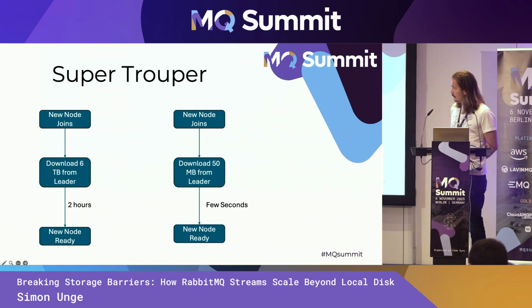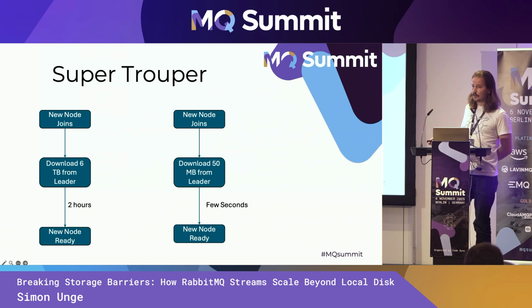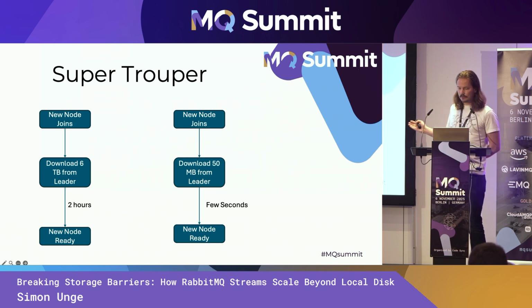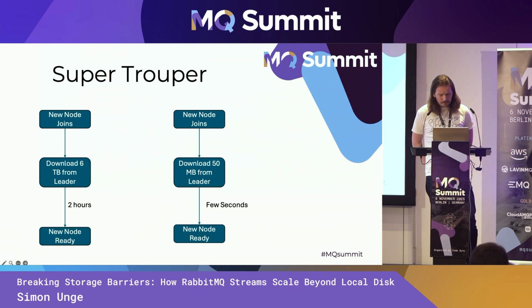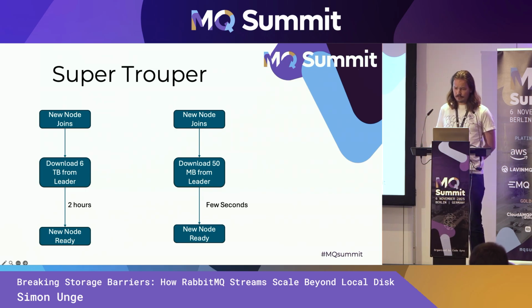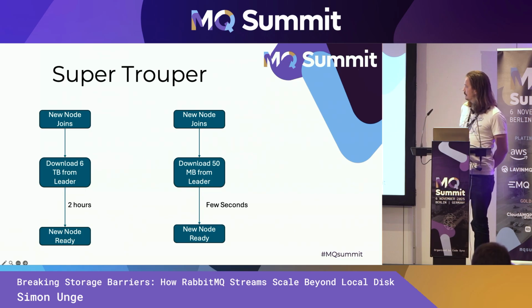And then we have the new version where instead the new node joins and it only fetches the tail, 50 megabytes or so from the leader. And it's up and running in seconds, and the node is ready to start traffic. Because, again, there's no full replication needed. Just fetch the tail, and everything is up and running, right? And it's a kind of a dramatic change here, right?